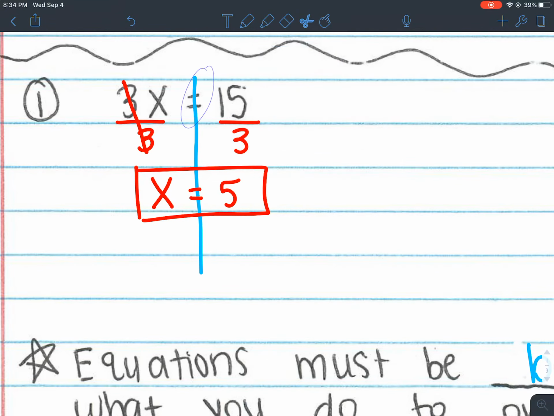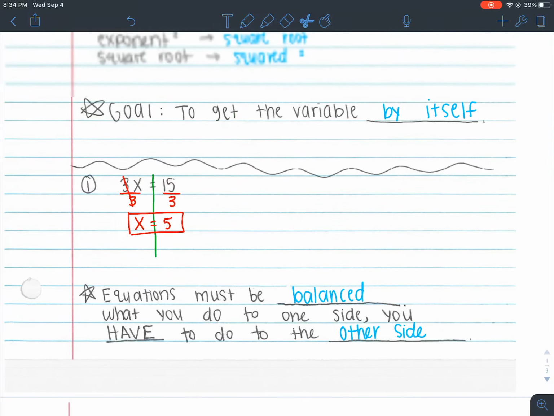I'm going to change it because I don't like this blue color. I'm going to change it to green. There we go. All right, so moving on.